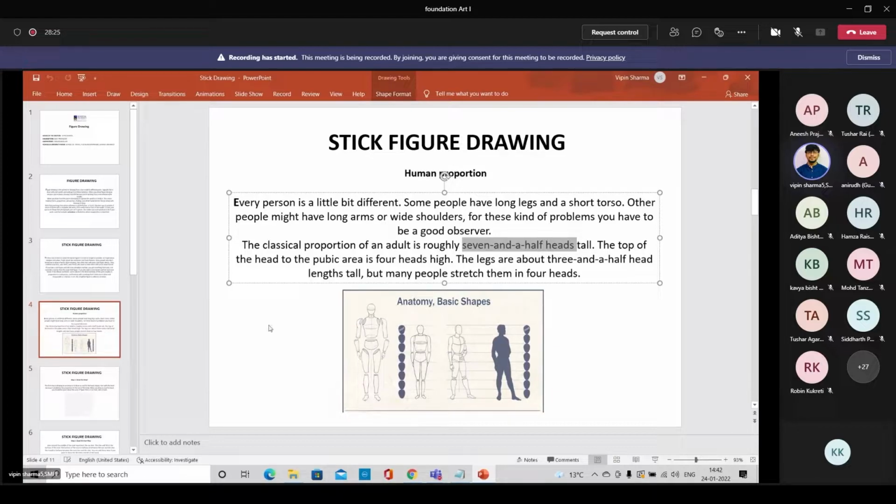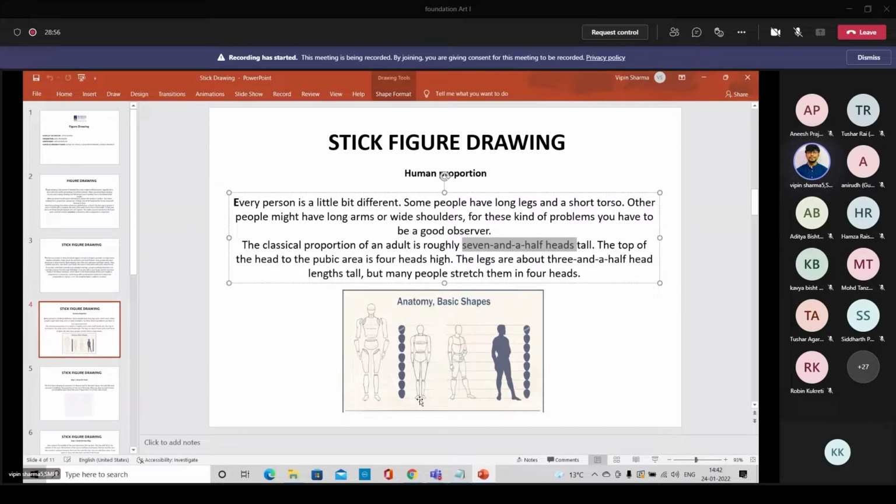Okay. The top of the head to the pubic area is 4 heads high. The legs are about 3.5 head lengths tall, but many people stretch them to 4 heads. So generally the standard we follow is the 7.5 head ratio, in which 4 heads come up to our torso and 3.5 is for the legs.